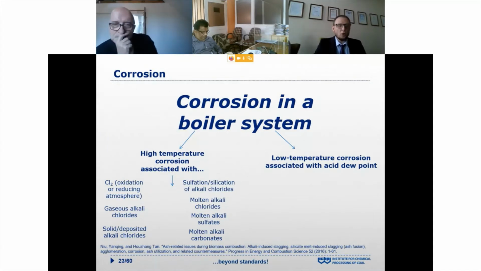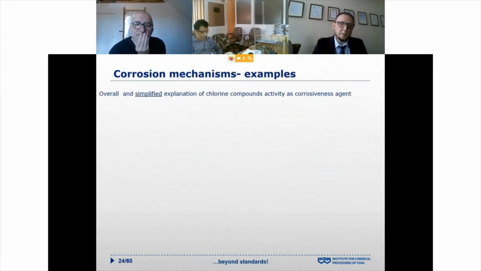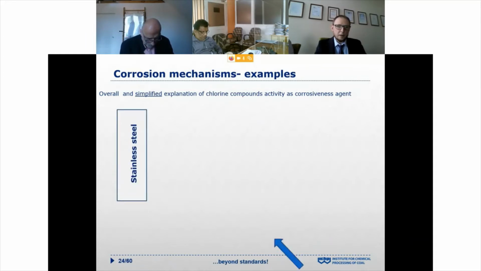What is the role of the chlorine on the corrosion in the boiler? So let me explain it. As I said, this is the simplified mechanism. What is the role of chlorine as a corrosive agent? Let's consider the surface of stainless steel used, for example, for heat exchangers in the boiler. Usually, let's say, we consider a normal oxidative atmosphere containing oxygen, water vapor, carbon dioxide.